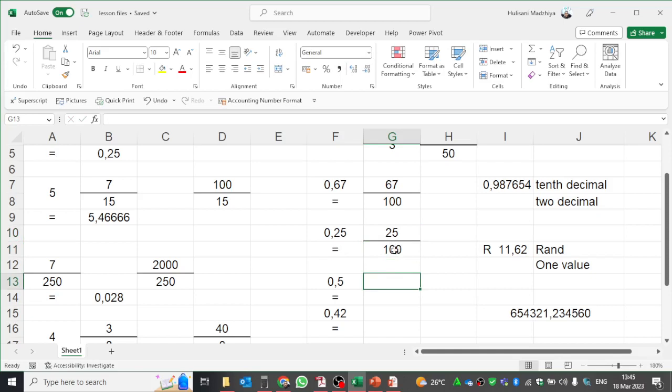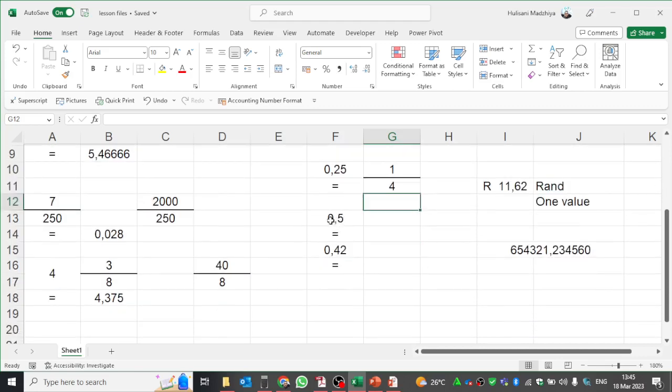So 25 out of 100 can be simplified. If we say 25 divided by 25, we're going to get 1. And if we say 100 divided by 25, we're going to get 4. So the simplest fraction for 25 out of 100 will be 1 out of 4, which we are already aware is equivalent to 0.25 as a decimal.